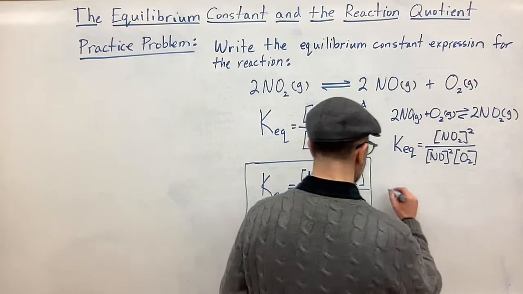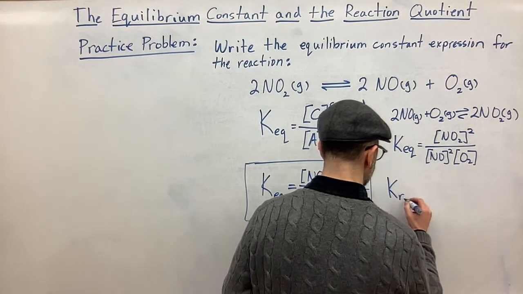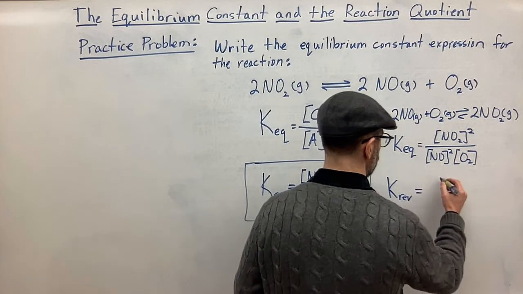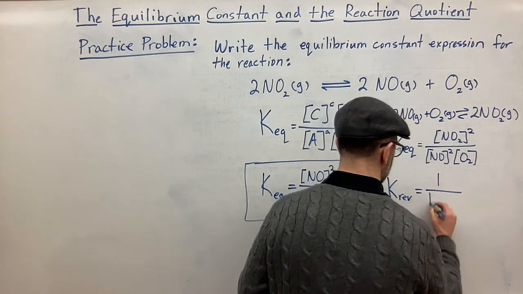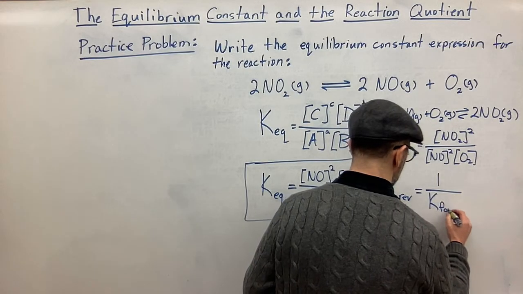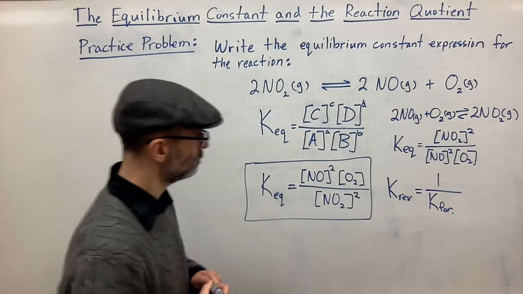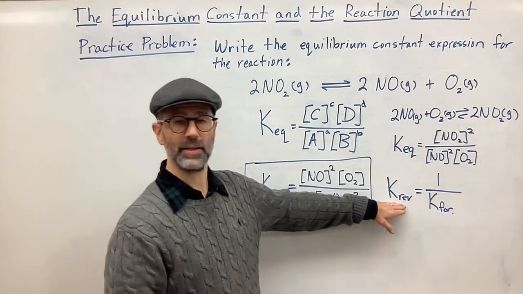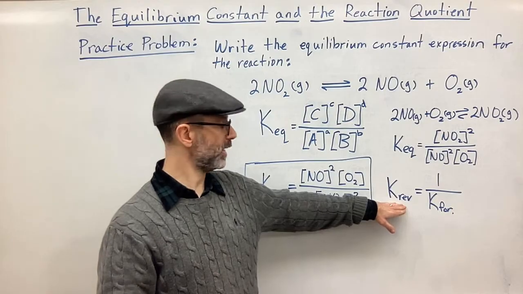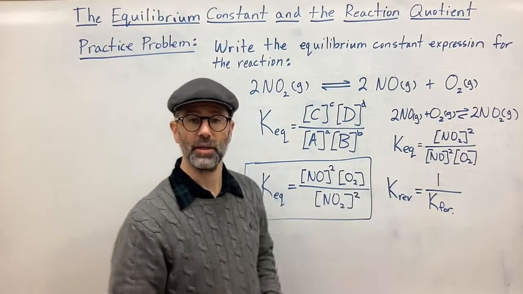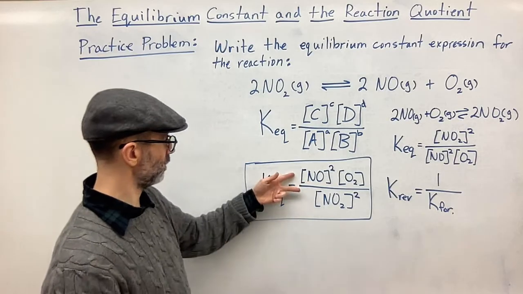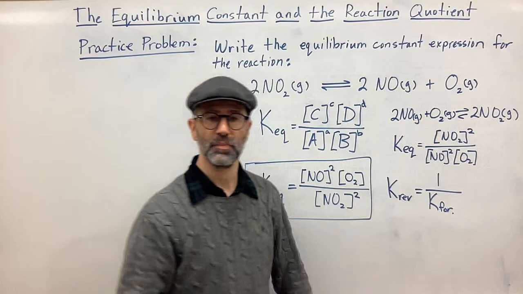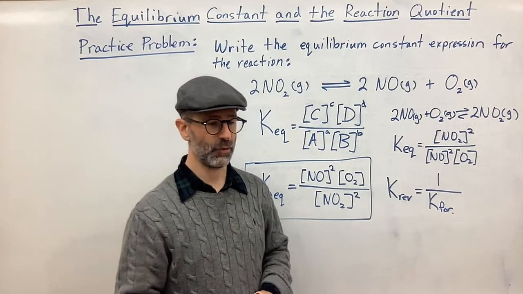So the K of the reverse, I'll say REV for reverse, is equal to 1 over the K of the forward. I'll just put FOR for forward. So one is the reciprocal of the other. So if you want to find the K for the reverse reaction, you just flip these and you'll get the KEQ for the reverse. And that's what happens here. So I hope that was helpful.